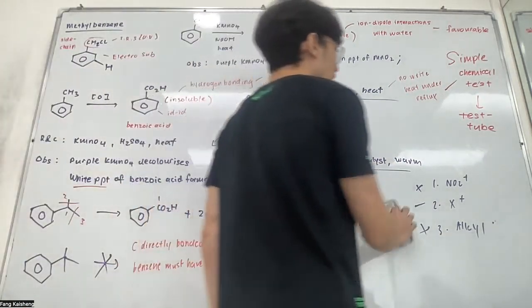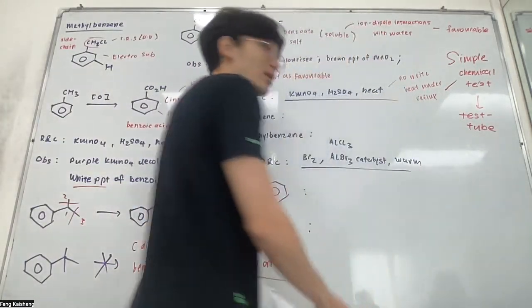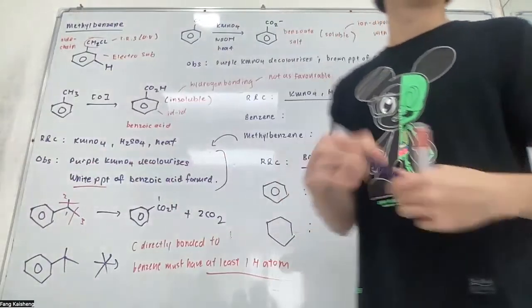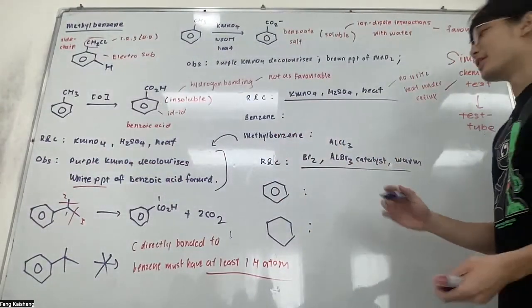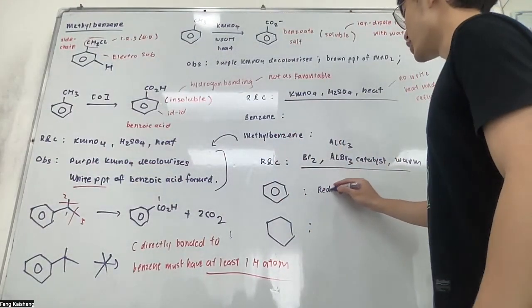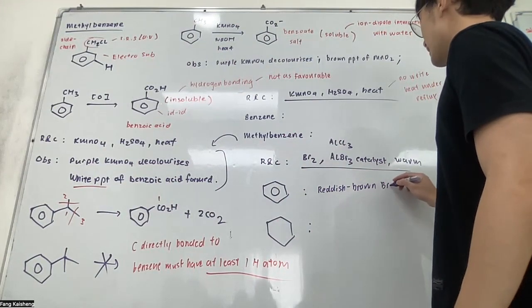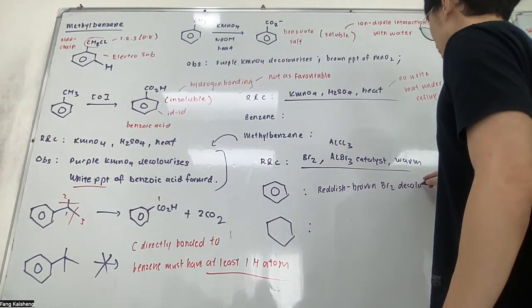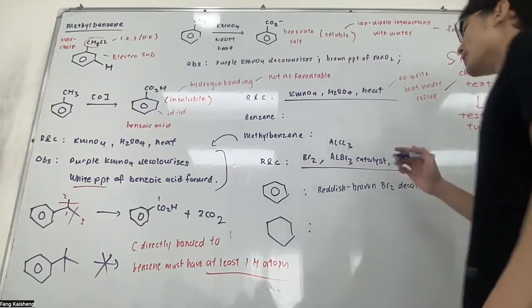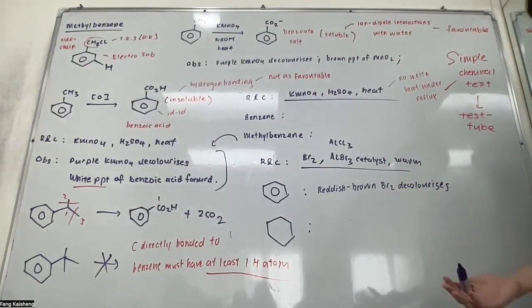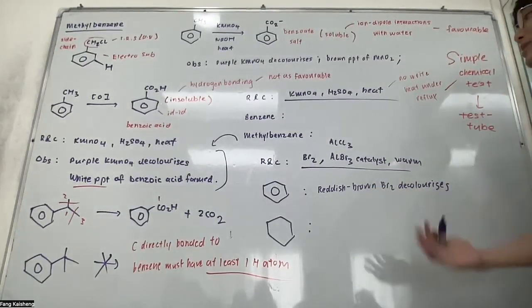Why do we use bromine? What's the observation you expect to see here? Yeah, the color decolorizes, right? So you just tell me, Br2 is reddish brown. So for this one, reddish brown Br2 decolorizes. For the next one, because you never add any UV light, is the bromine going to decolorize? No, it's not going to be successful.